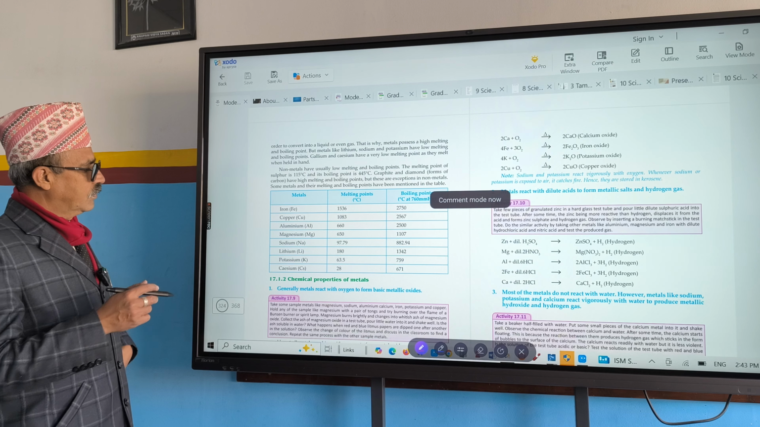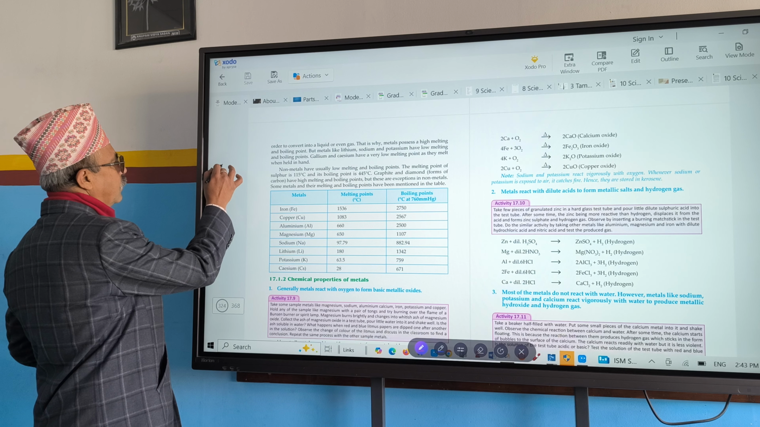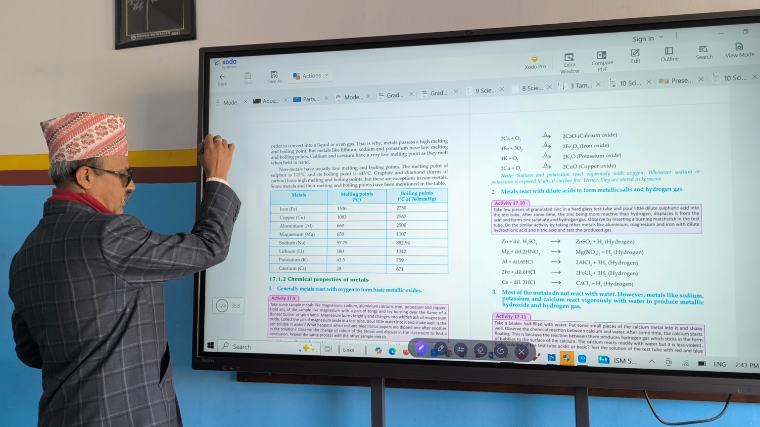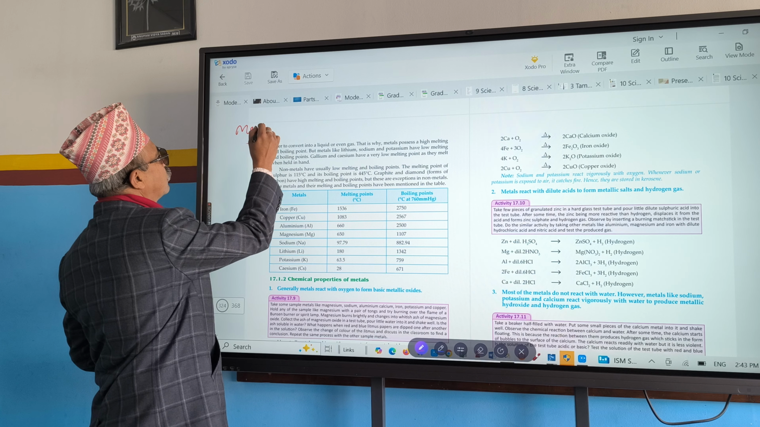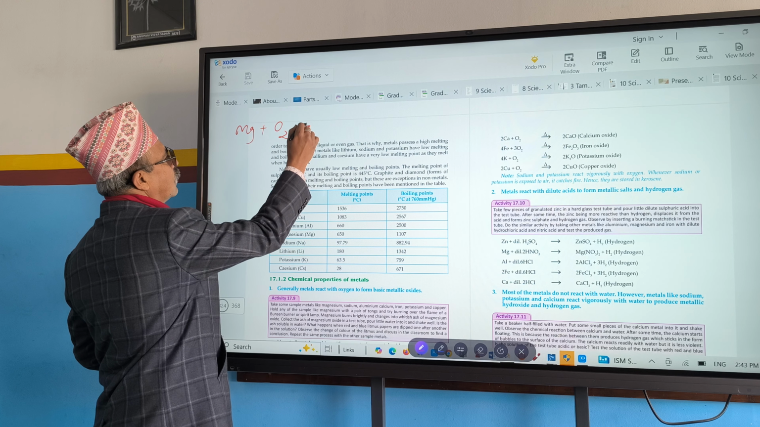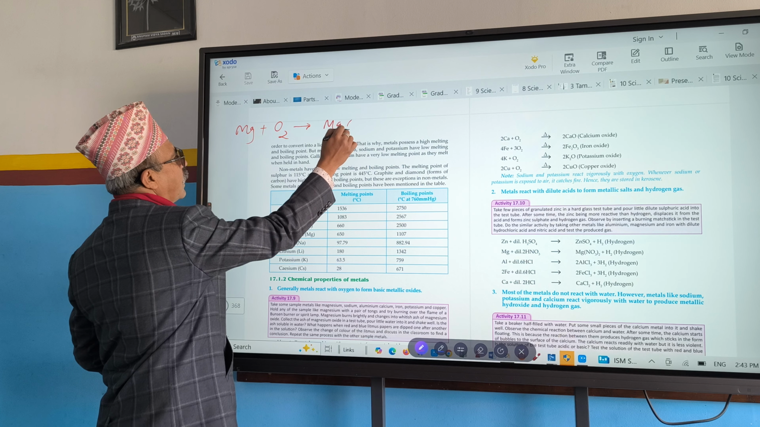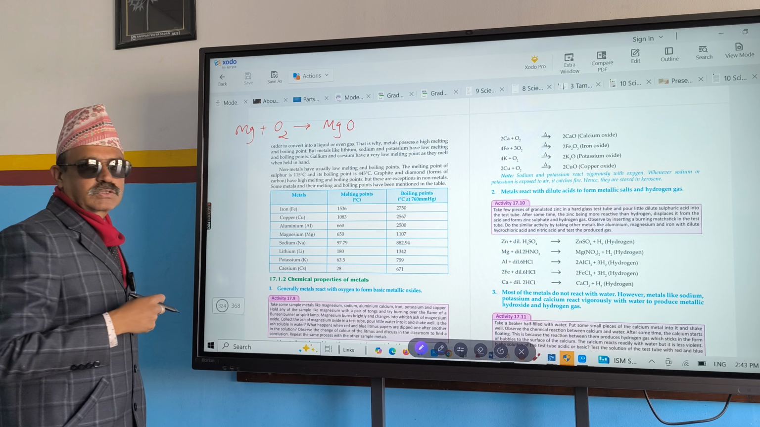Metals react with which one? Oxygen. Like magnesium reacts with oxygen, and what does it form? Magnesium oxide. This question was asked last time.